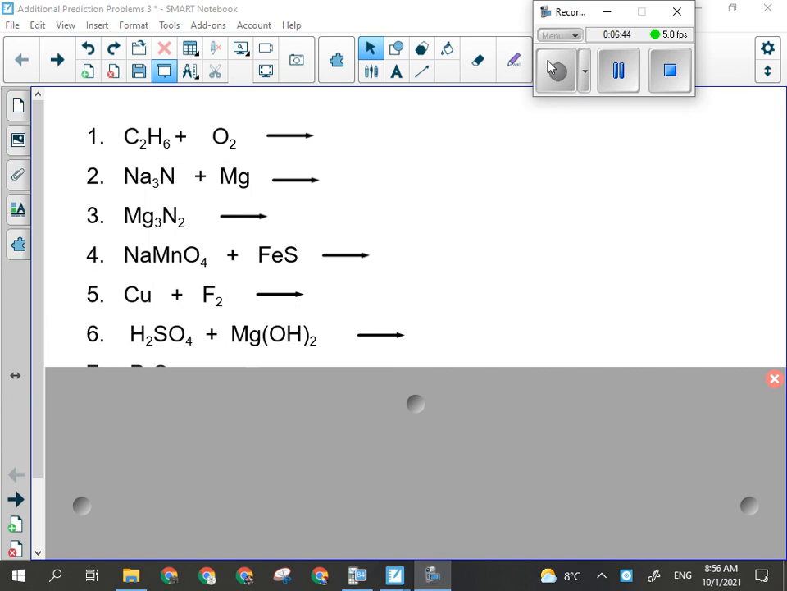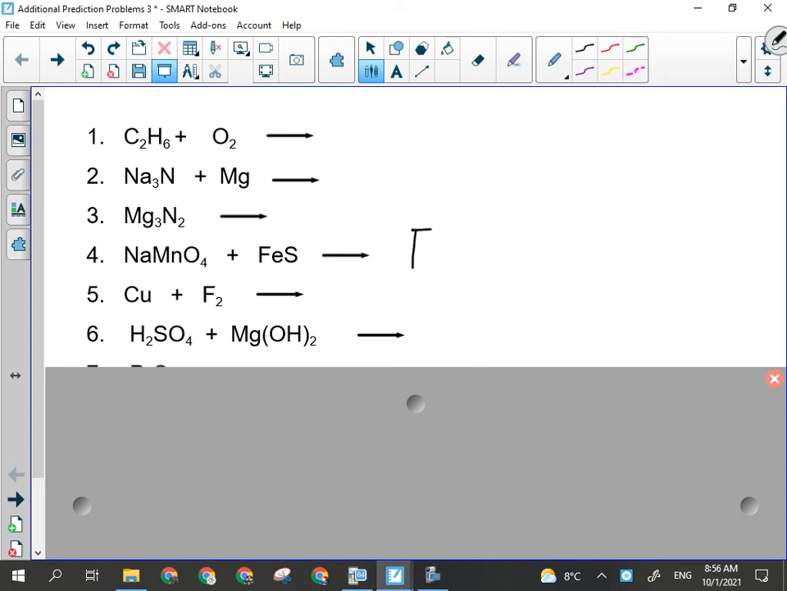Okay, so for number 4, I've got sodium permanganate reacting with iron 2 sulfide. What kind of reaction am I looking at? It's a double replacement reaction. They're both ionic compounds. We only have one reaction type that is 2 compounds. So in a double replacement reaction, the pattern is that the metals are going to switch partners, which means that iron is going to end up with permanganate, and sodium is going to end up with sulfur.